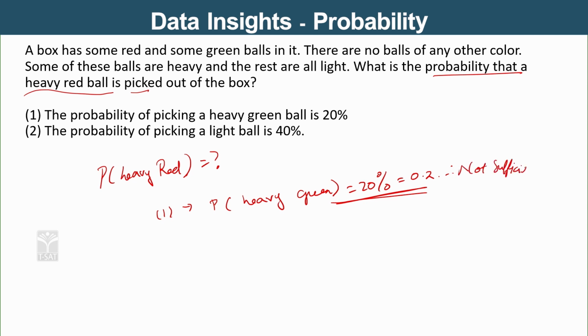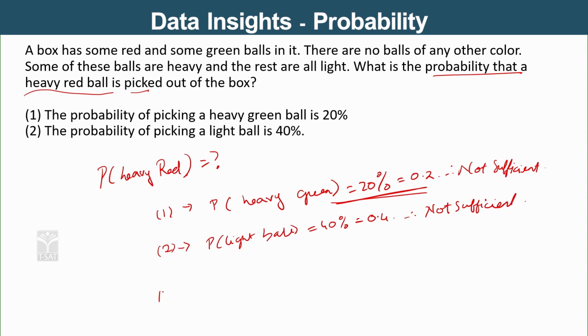Now, looking at statement 2, the probability of picking a light ball is equal to 40%, which means that the probability of picking a heavy ball is 60%, either they are light or they are heavy. But out of those heavy balls, you do not know how many are heavy green or heavy red. So, you cannot estimate the probability of heavy red balls. Therefore, this information also is not sufficient to answer the question.